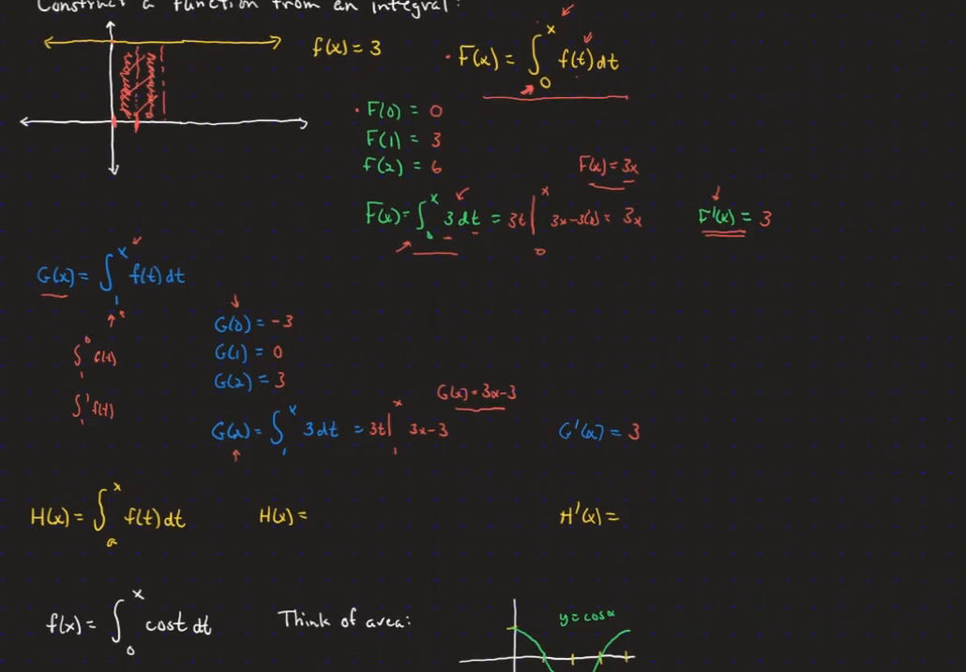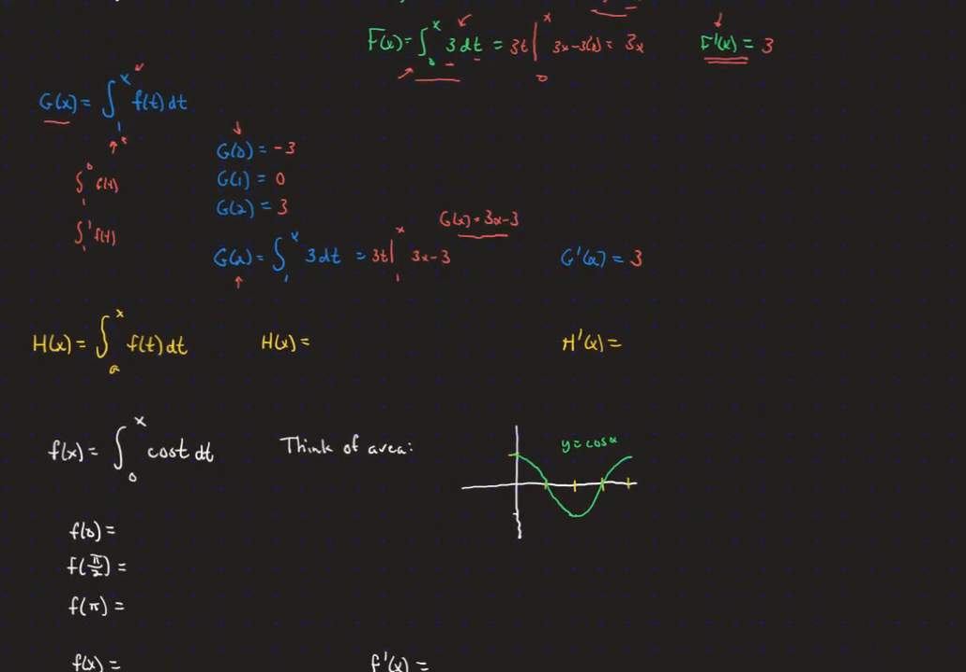Okay, let's try this now in a more generalized sense. So now if we say capital H of x goes from any number a to x, then we could still integrate this. So to get an equation for capital H of x, we would get 3t, that's the integral of our 3 with respect to t, and we would evaluate from a to x, and that would be 3x minus 3a. So this is our capital H of x.